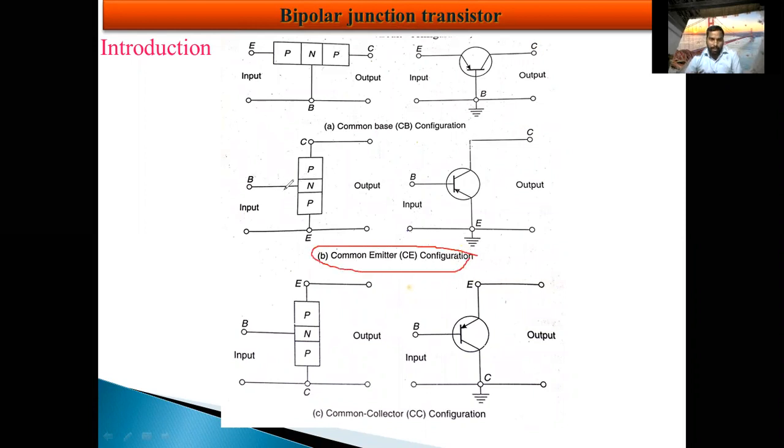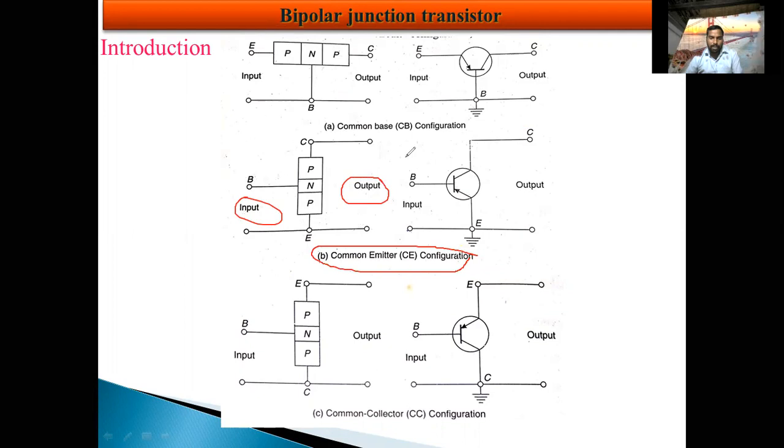In this figure, PNP is the transistor, and the emitter is common for input and output. Input is between the emitter and base, output is taken at collector and emitter.